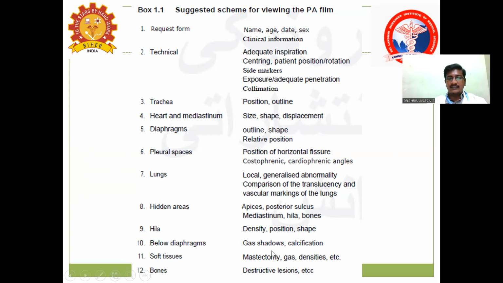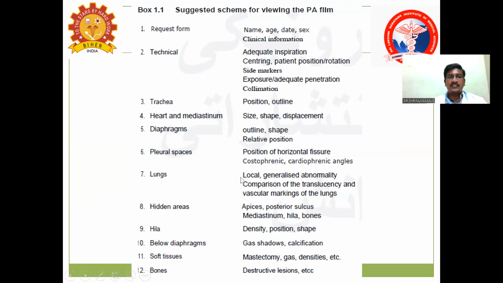Look at that and check whether they have done any surgery, and whether any abnormal gas densities are there. Look at the bones carefully. Sometimes you will miss destructive lesions. These destructive lesions will give you a clue whether the patient has any associated malignancy or not. So this is the systematic view.